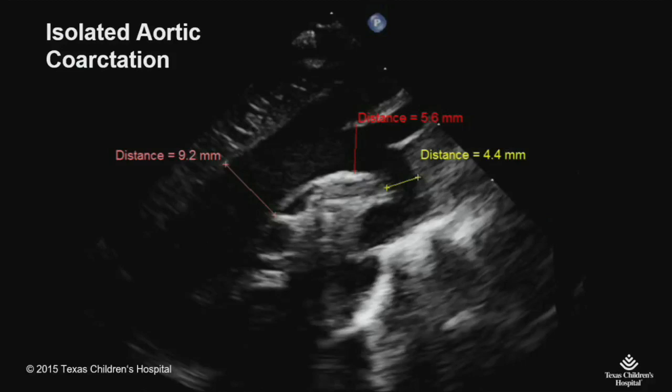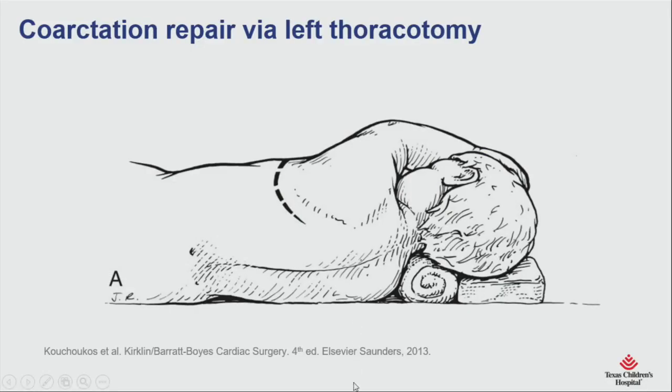So if you have an isolated coarctation like in this patient, so you have an arch that looks like the proximal arch is adequate based on all the considerations, and then you have a focal area of coarctation, this is a patient that should be addressed via left thoracotomy.